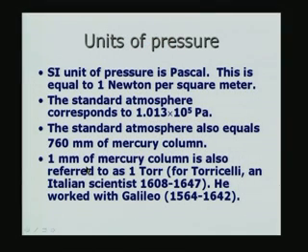So, 1 millimeter of mercury column is also referred to as 1 torr. Torr is named after Torricelli, an Italian scientist who lived in the 17th century, 1608 to 1647. He worked with Galileo. He was in fact an assistant to Galileo, who lived from 1564 to 1642. In fact, Galileo and Torricelli are very important from our standpoint, because Galileo was the one who quantified the measurement of temperature for the first time.